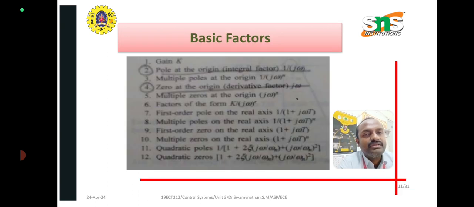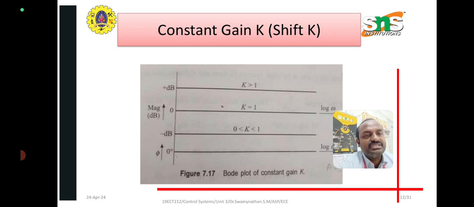So these are the important basic factors: the gain, the pole and multiple poles, zero and multiple zeros at the origin, first order pole and multiple poles on the real axis, first order zero and multiple zeros on the real axis, and quadratic poles and quadratic zeros. These are all the factors we must know. For the constant gain, whether greater than 1, equal to 1, or between 0 and 1, we need to draw the Bode plot for constant gain K.